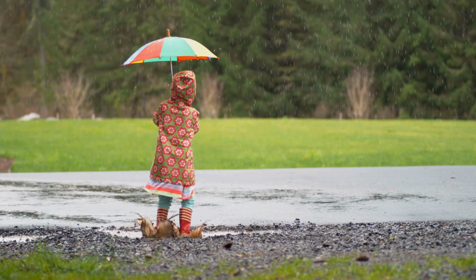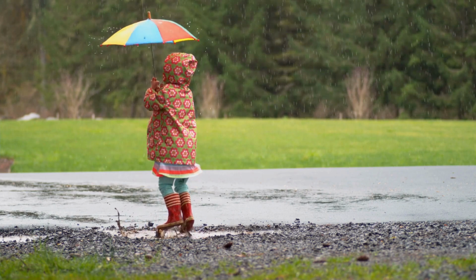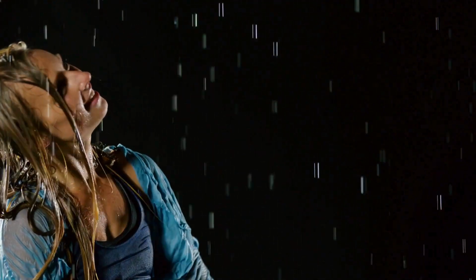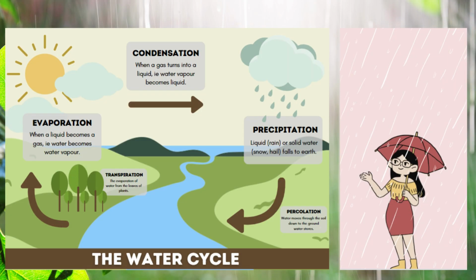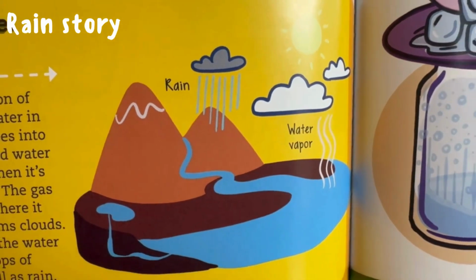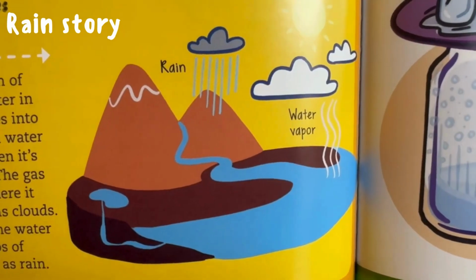Hello, curious minds. Have you ever wondered how rain is formed? Well, today we're going to recreate the rainwater cycle right here in our jar. The water cycle is nature's way of recycling water, and it consists of three main processes: evaporation, condensation, and precipitation. Let's get started and try a simple science experiment that you can try at home or in the classroom.